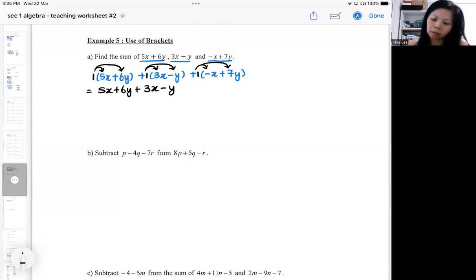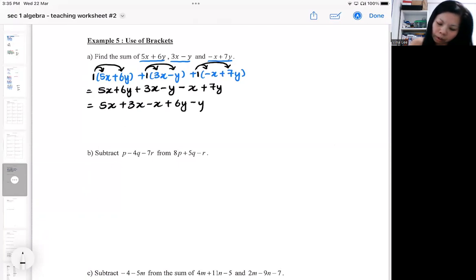It will be more important for the bracket in the subtraction. The bracket also helps you think of how many items. Now you are adding 3 brackets, so you are adding 3 blocks of algebra. You slowly expand out, and then you group all the x together. Again, it's the bubble thing. Put the x together, put the y together, and then you simplify.